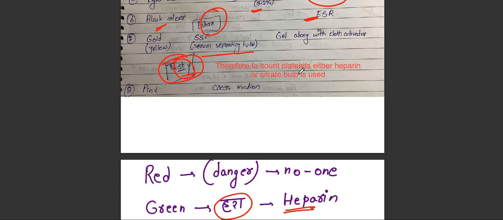Platelet count is measured in either the heparin tube or the citrate bulb. For the platelet count, either the heparin bulb or the citrate bulb can be used. And pink, the pinky color, is used for cross matching.